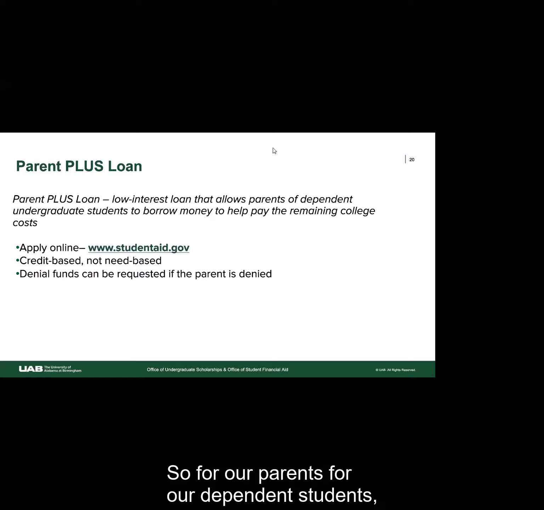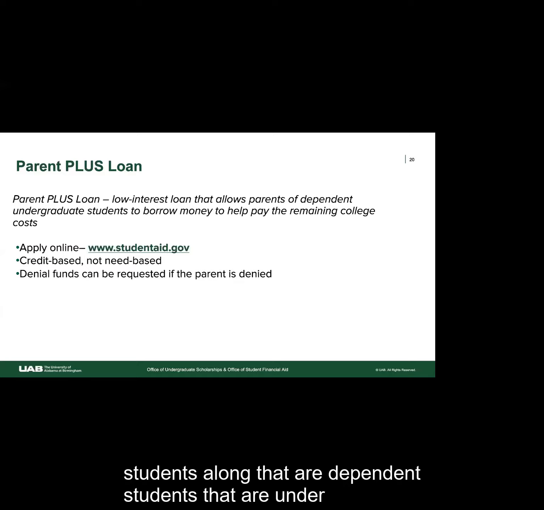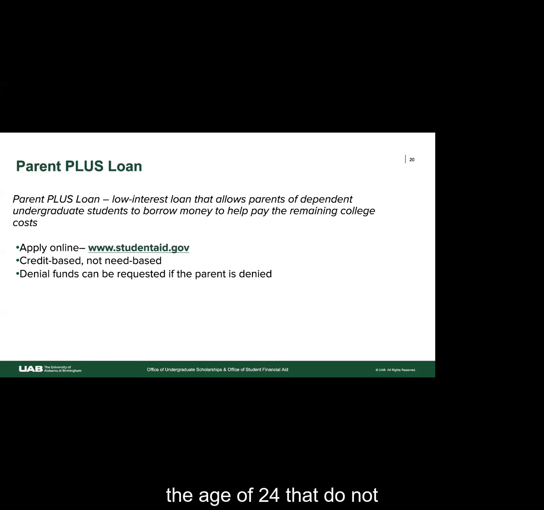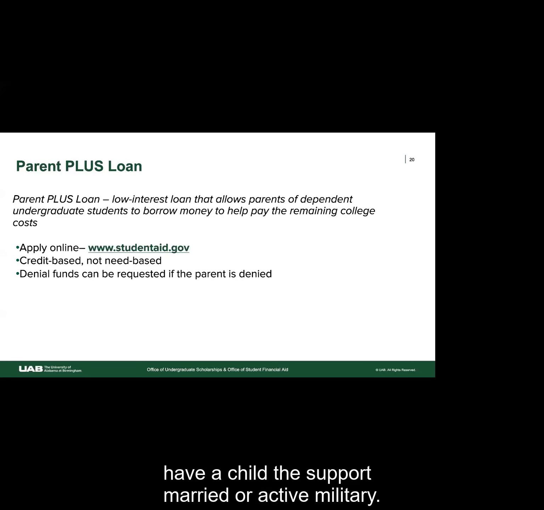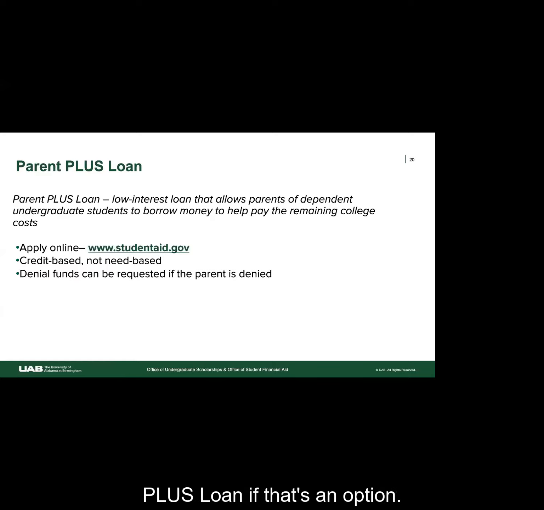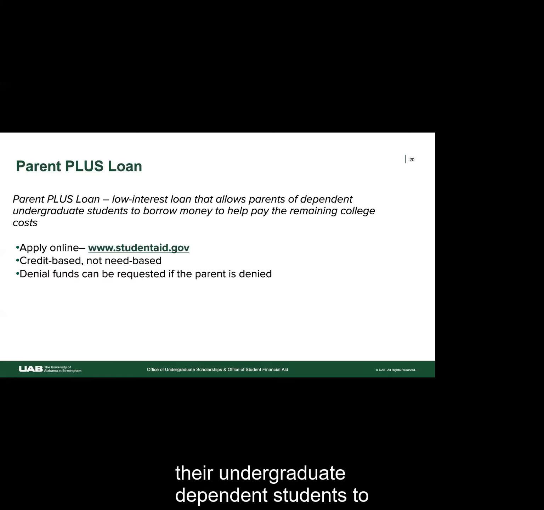All right, so for our parents of dependent students, students that are under the age of 24, that do not have a child they support, and are not married or in active military. At that point, if there is something that still needs to be covered, we would need to look into the Parent Plus loan if that's an option. It is a low interest loan, and it allows parents to borrow for their undergraduate dependent students to help pay for any remaining college costs.